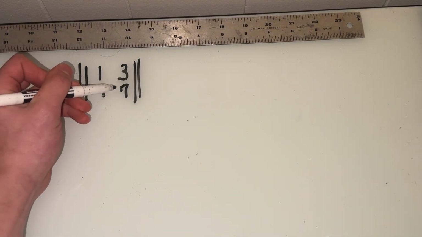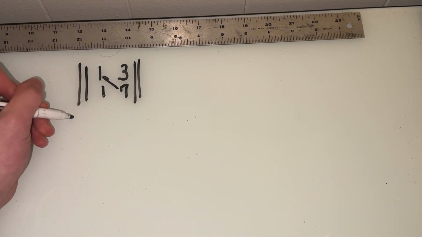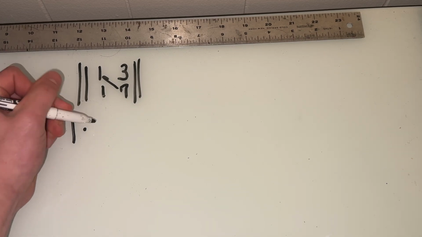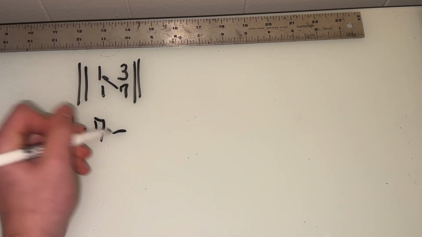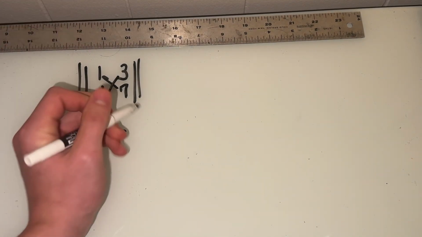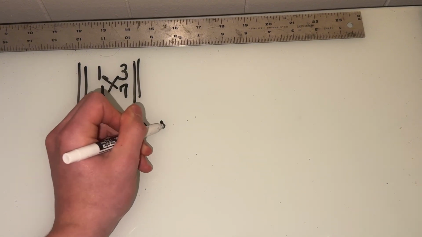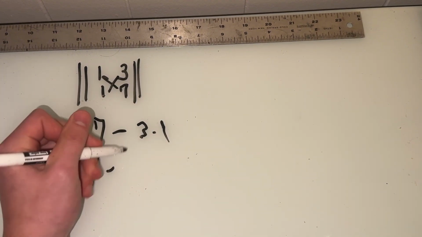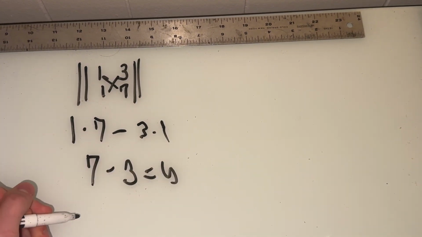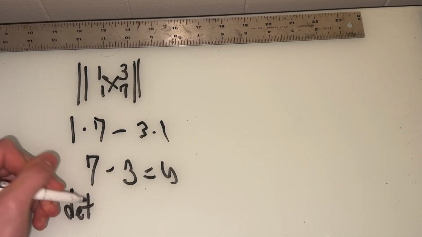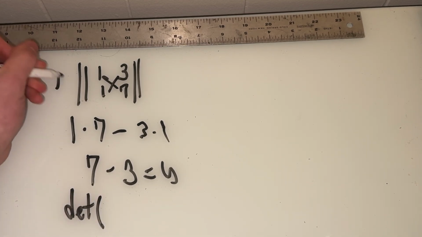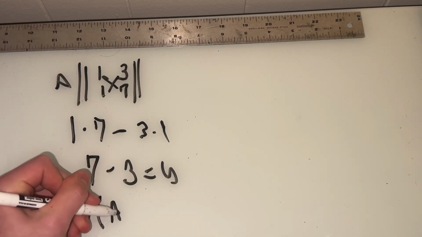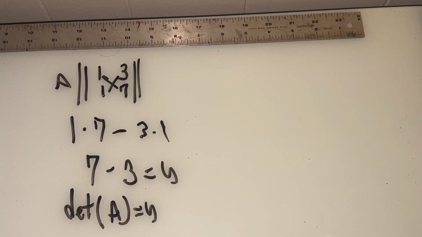So first, we focus on this diagonal and do 1 times 7 minus 3 times 1. 7 minus 3 equals 4. So the determinant of this matrix, which we'll name A, is equal to 4.